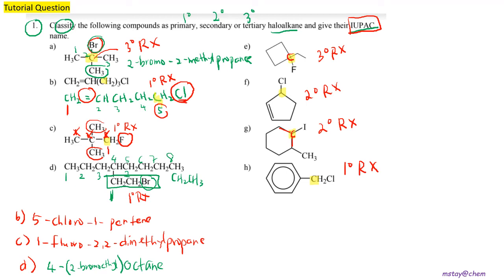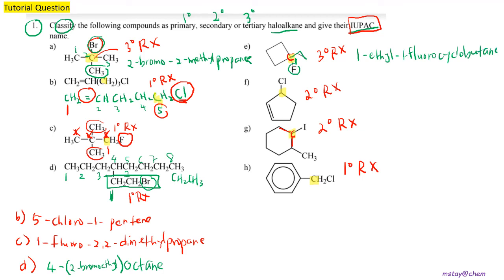Next one we go to E. This one is a cyclopentane. So we have the parent name cyclopentane. So this definitely is carbon 1. So here is fluoro, and then carbon 2 is ethyl. So ethyl and fluoro, ethyl comes first. So it's 1-ethyl-1-fluorocyclopentane.